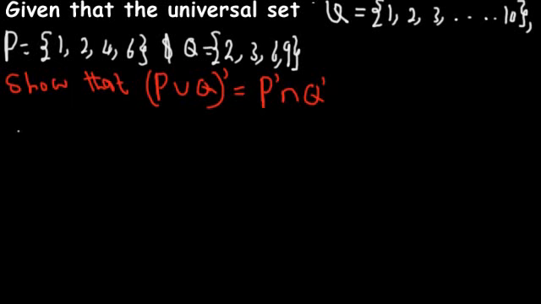And they said (P union Q) prime. Let's start with that. In order to get the value of (P union Q) prime, we need to find the value of P union Q first. What will be the value of P union Q? Okay, P union Q.